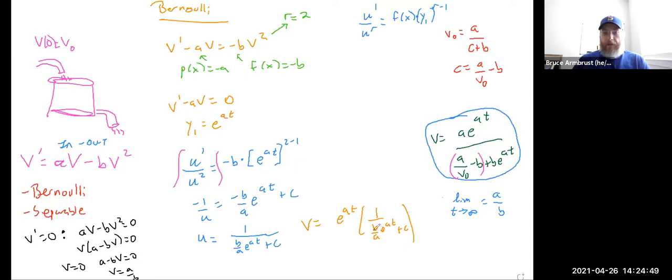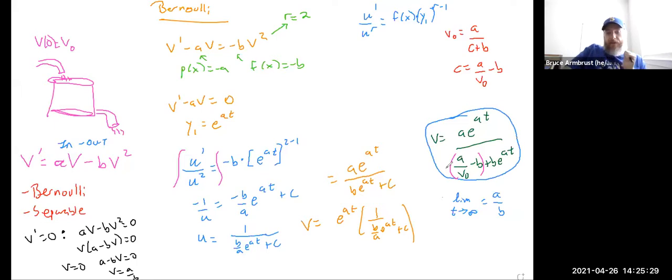And if you multiply top and bottom by a to get rid of the fraction on the inside, this becomes a e to the at over b e to the at plus an arbitrary constant, which was exactly what we found. I mean, if you look, that's exactly that form. We're still going to get the same c either way. All right, so the moral of the story on this one is you could actually solve it either way.